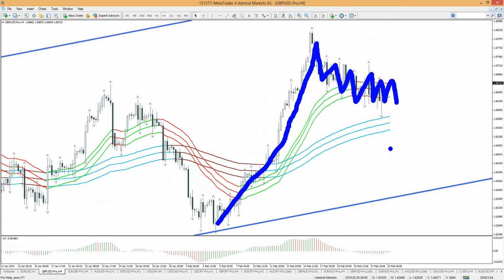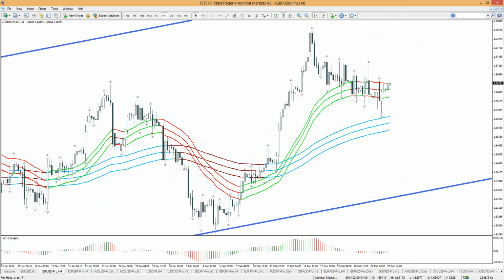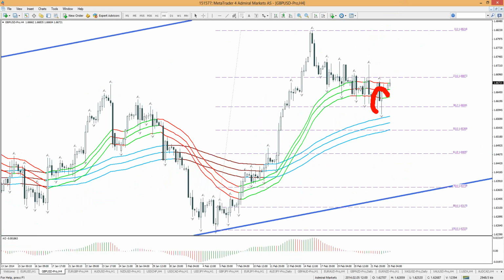Is that a correction for more upside, or is that the beginning and the base of a downside reversal? Both are possible, in fact. For me, the key levels are these. First of all, this fib. And we did bounce with a pin bar off of the 38.2 fib. Now that's telling me that there is a chance for bullishness.